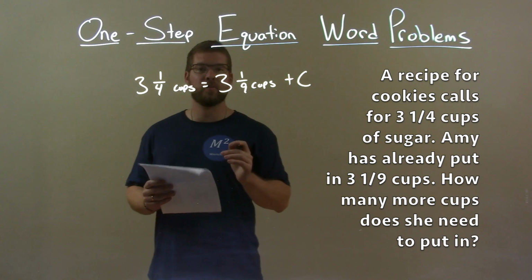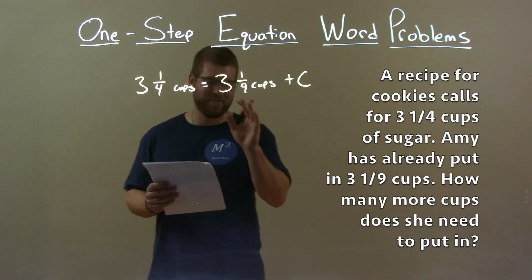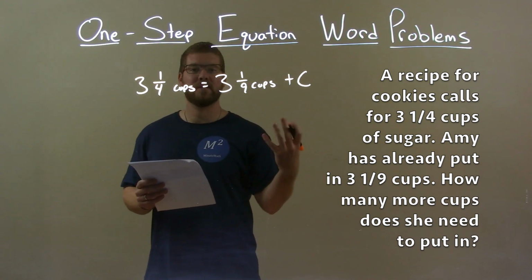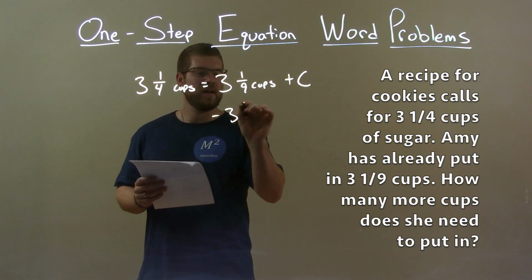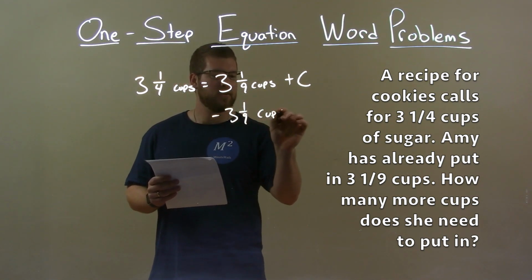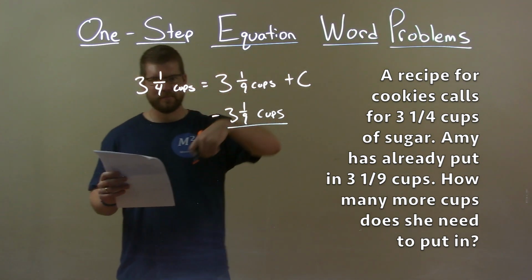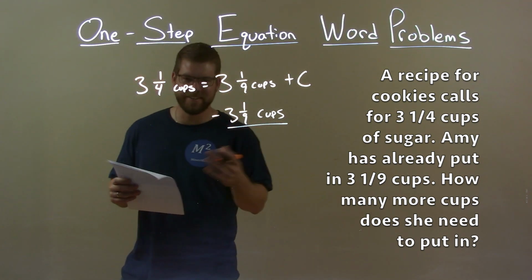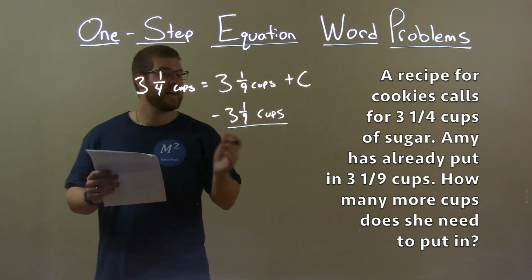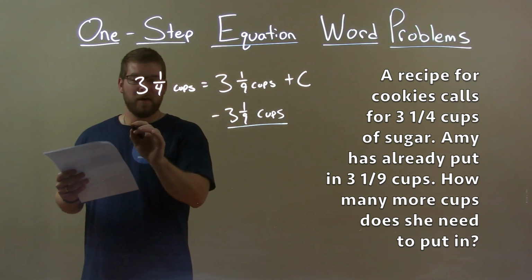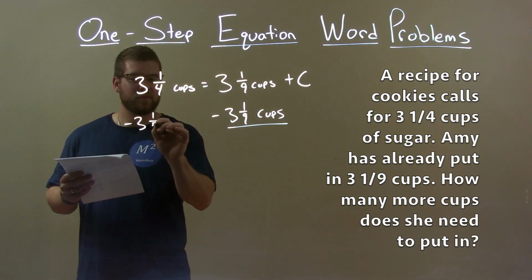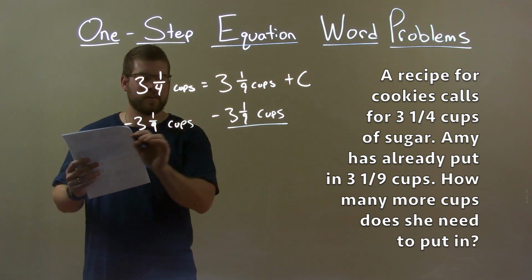Well, it's being added by 3 1/9 here. So the opposite of addition is subtraction. 3 1/9 cups. Now, if you're like me and thinking, who the heck has a 1/9 of a cup measuring cup or whatever, but I guess it's a math problem here, right? So we subtract 3 1/9 cup from both sides.